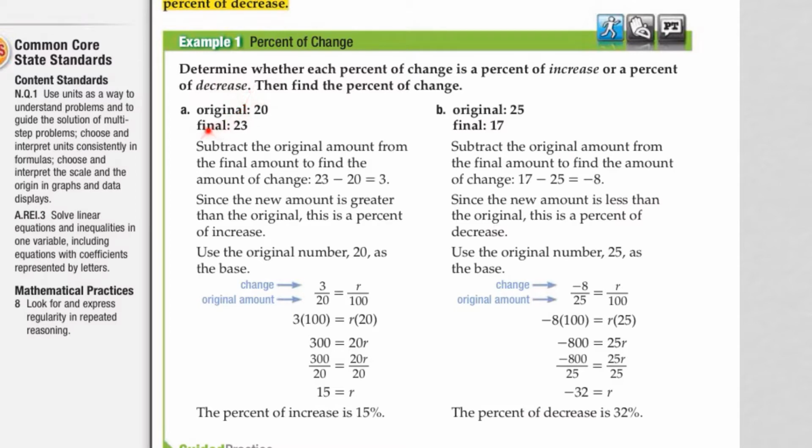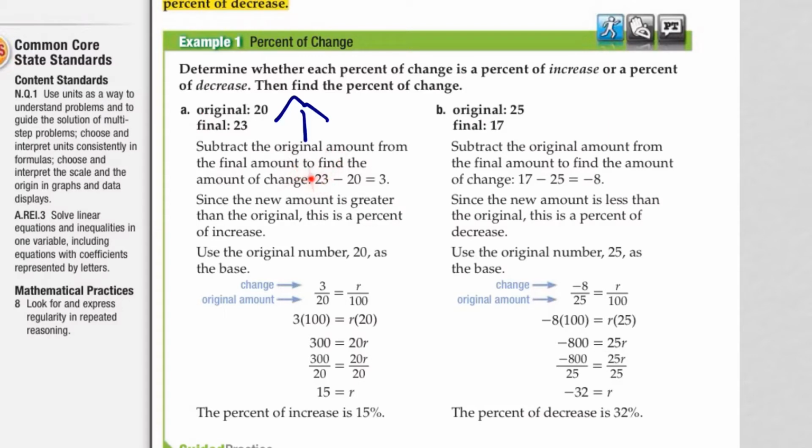Well, what happens here is we either increase or decrease. I like comparing it to Instagram. So my first photo got 20 likes and my second photo got 23 likes. So if I got more likes on my second photo than on my first photo, that means my percent probably increased. But the question is, how much did it increase? And this is how you do it.